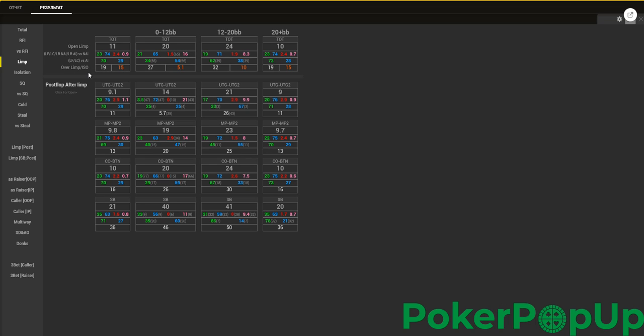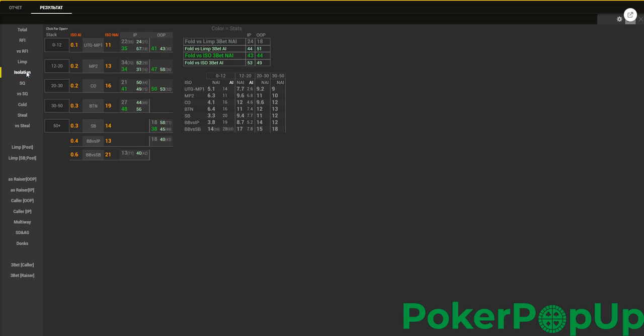Next we have limp for various stack sizes, both total and by position. Here we can see how a person open limps, limp folds, limp calls, limp 3-bets or limp pushes, his limp fold against isolation shove, and his overlimp or ISO. That is how often he limps along with someone or isolates a player, a limper. Next columns show you the same stats, but for specific stack sizes.